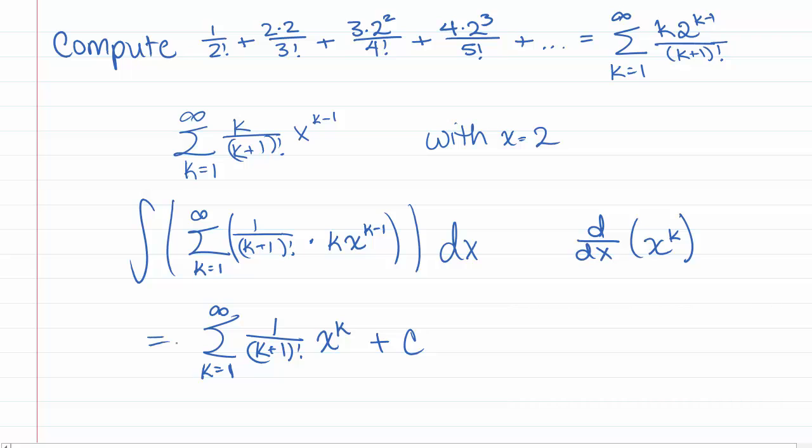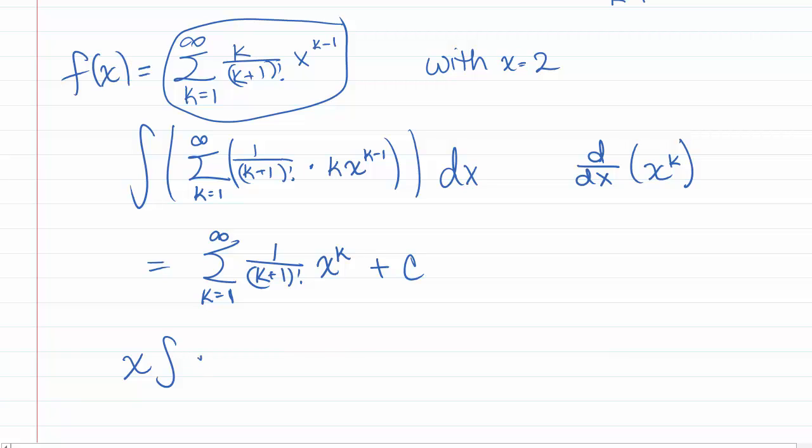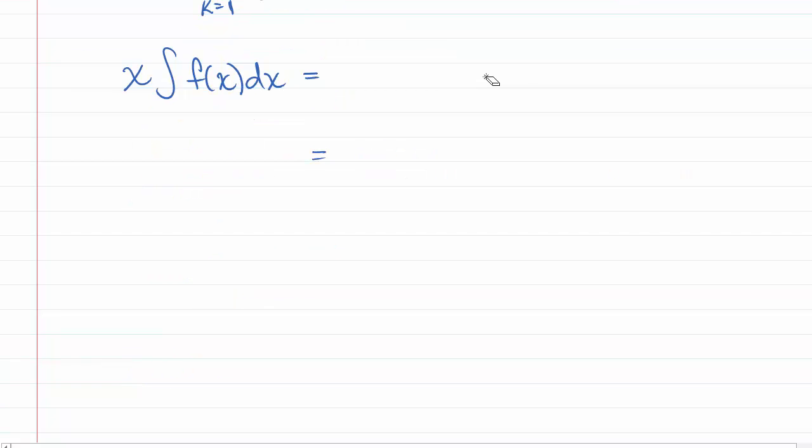Then notice that if we multiply that through by x, so x times the integral of f of x, let's call the series we want to find f of x. So that's going to give us x times what we had before: the sum k goes from 1 to infinity, 1 over (k plus 1) factorial x to the k plus c.